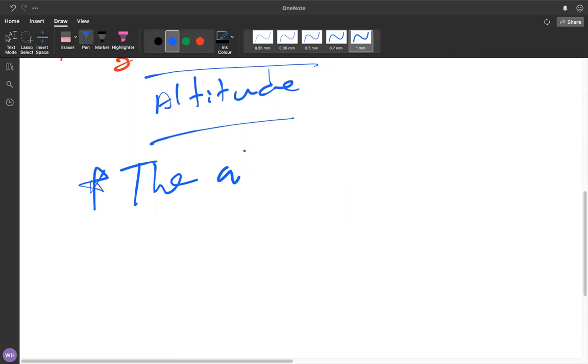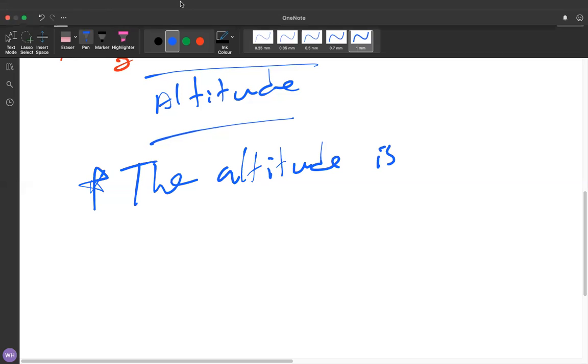The altitude is the perpendicular height in a triangle or a parallelogram. You guys, I want you to complete this. I want to know whether you have the exact idea.